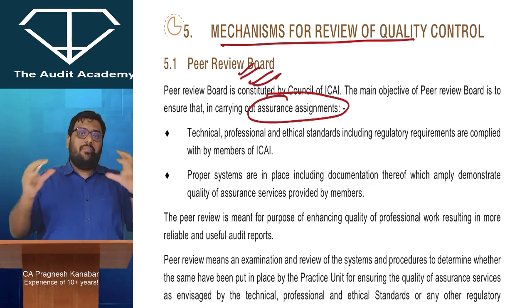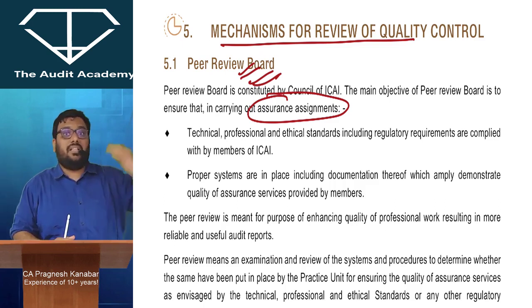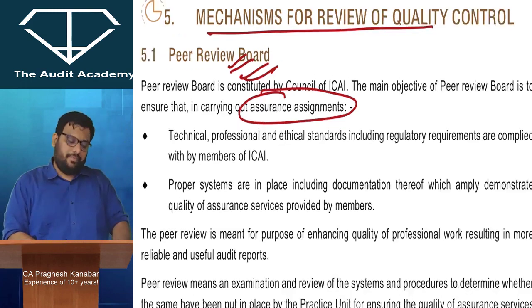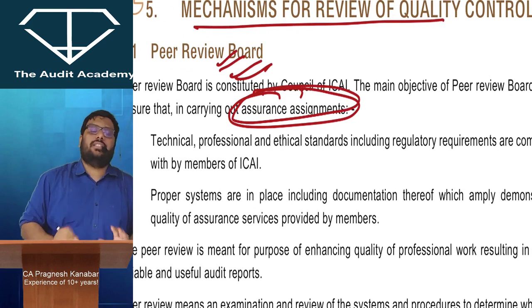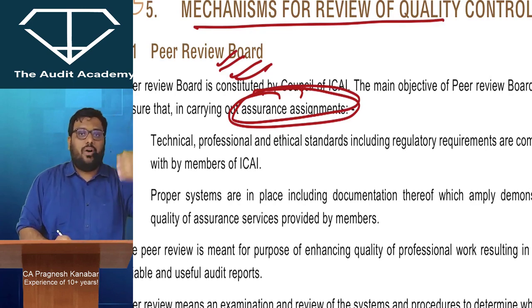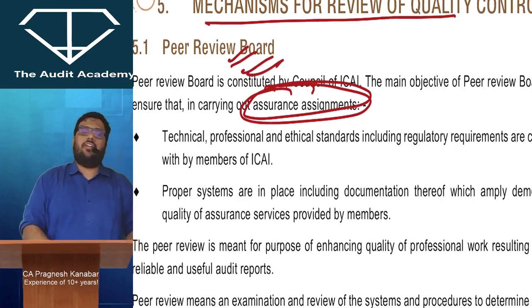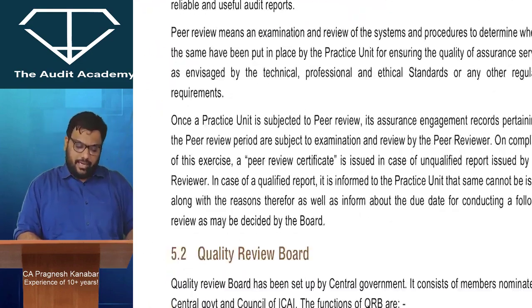The ICAI maintains a peer review board where practicing CAs can register as examiners and check the work of other practicing CAs. But the most important MCQ level question is that in case of peer review, we focus only on assurance assignments. That means the peer review board can select you and check whether your assurance engagements have been done properly or not. After that, just read once, you will get an idea.